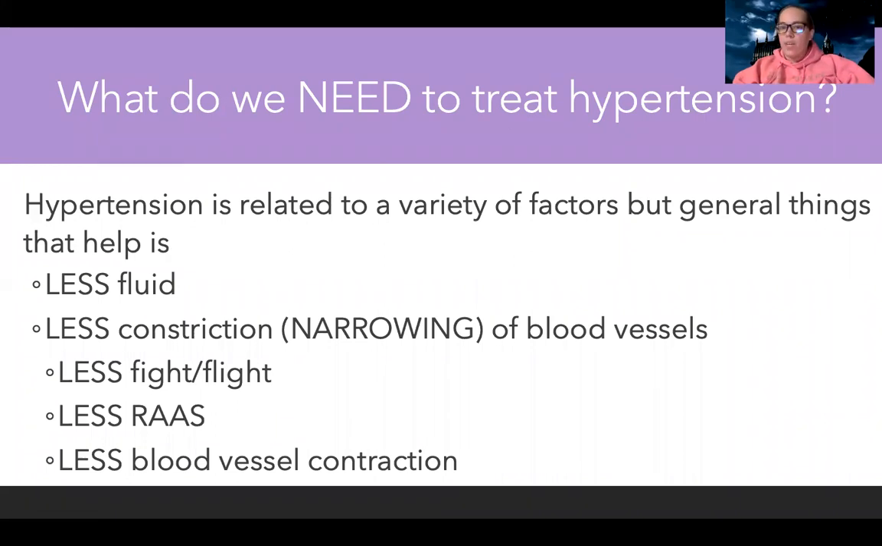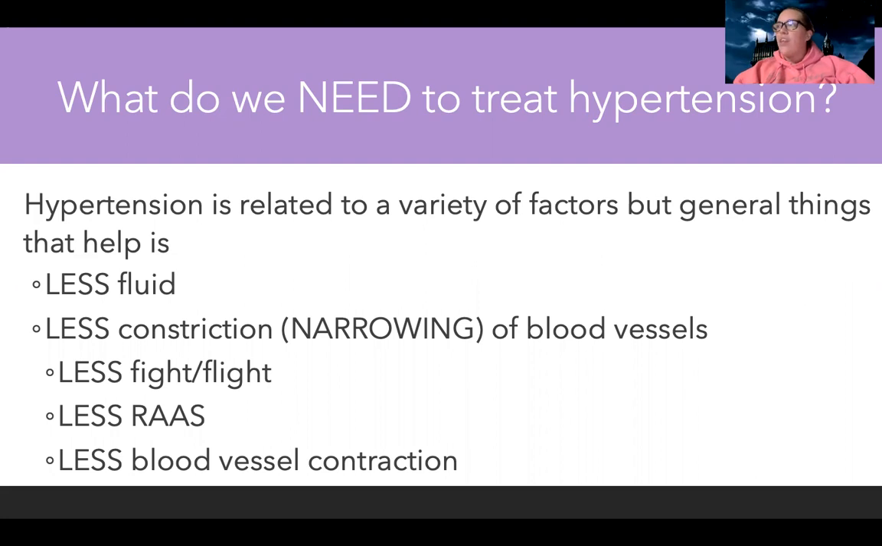So when we're talking about hypertension, we're talking about high blood pressure. There's too much blood pressure in the body, which can lead to a lot of consequences. To treat hypertension, we always want to think about doing something to decrease the amount of volume that's in the blood, and then also the amount of resistance, constriction, or narrowing.